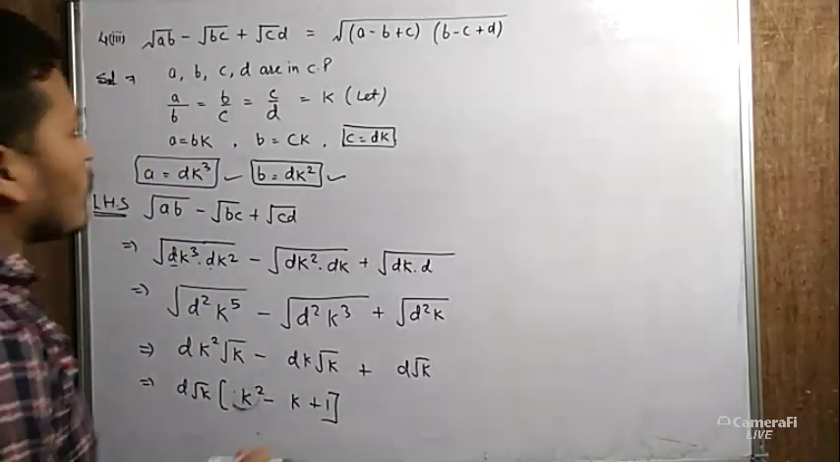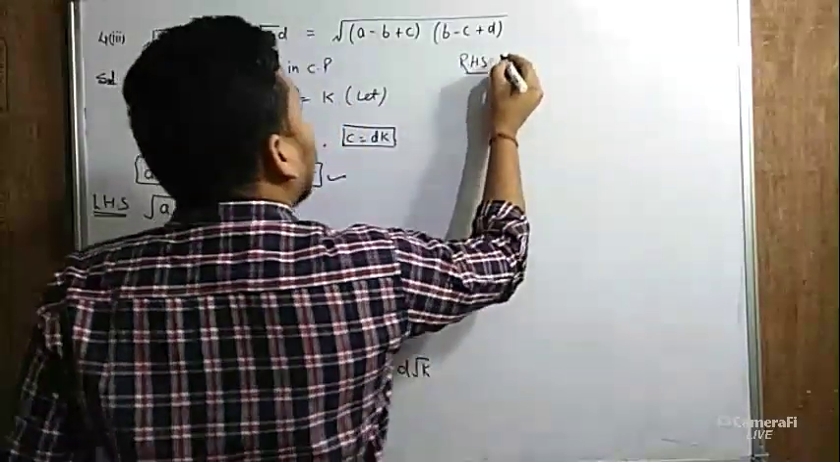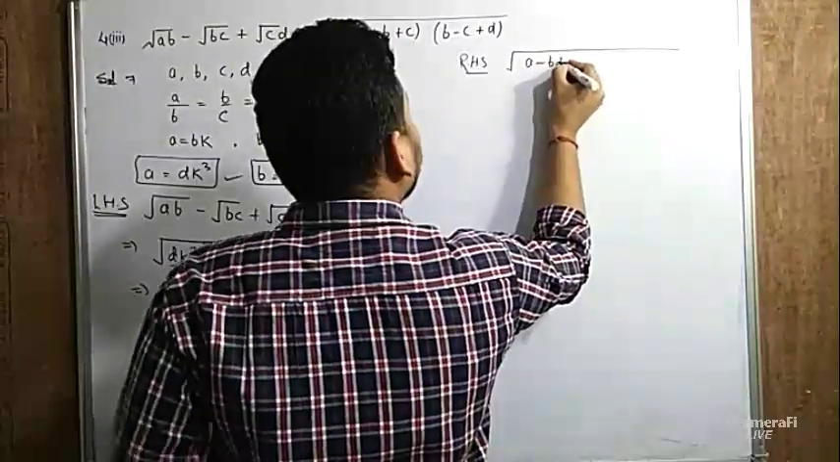After this we cannot solve it. Now taking the right hand side. What is your right hand side? It is root A minus B plus C.